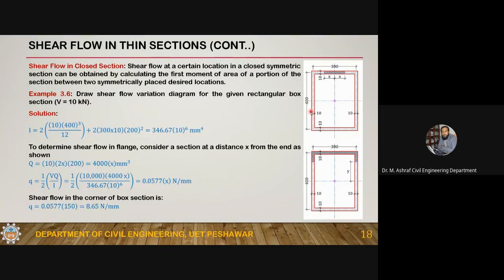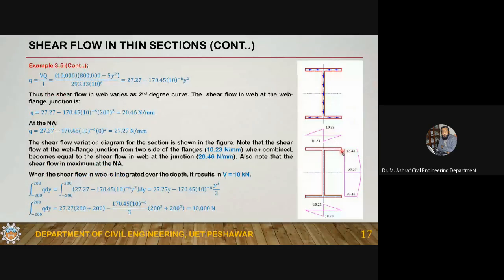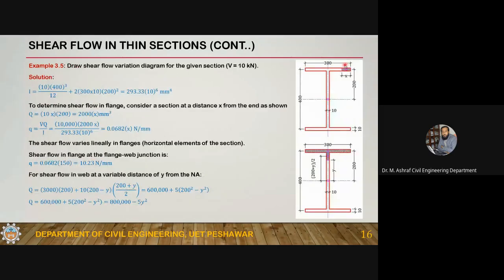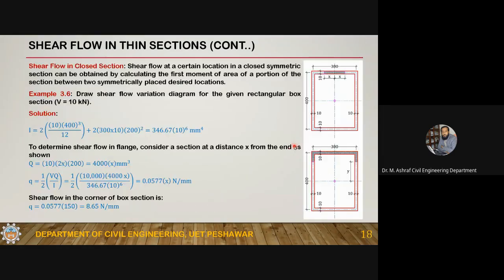Okay, now this was a shear flow in the thin section. So now coming to the shear flow in thin closed section. This is also a thin section, but thin closed section. Now, in the case of open section, when we take a section where we want to calculate the shear flow, we take area on one side of that. Like here, we take a section here, so we take this area. If we take a section here, then we take this area. What will be the case in the case of closed shape? Let's suppose this is a closed shape. If we take a section here, then we take this area or this area, both will give you the same one.